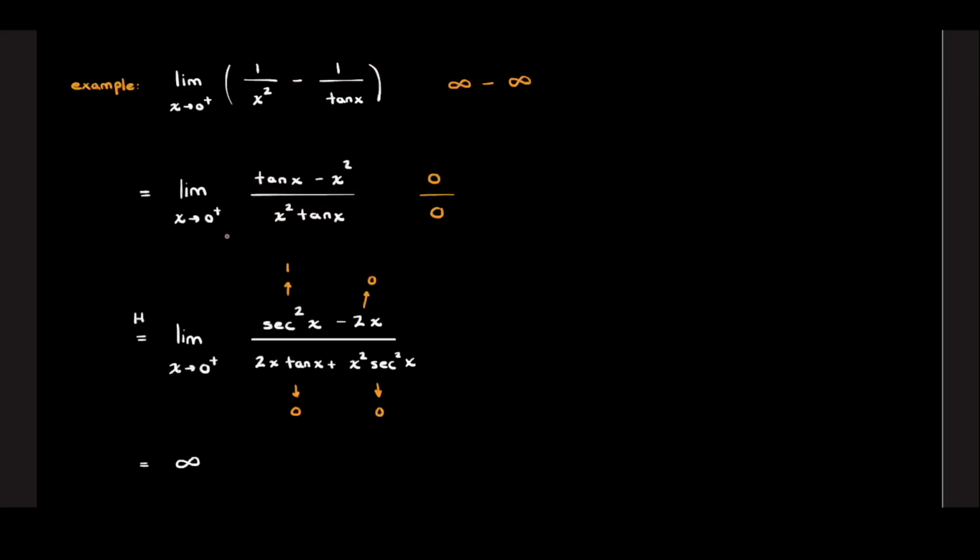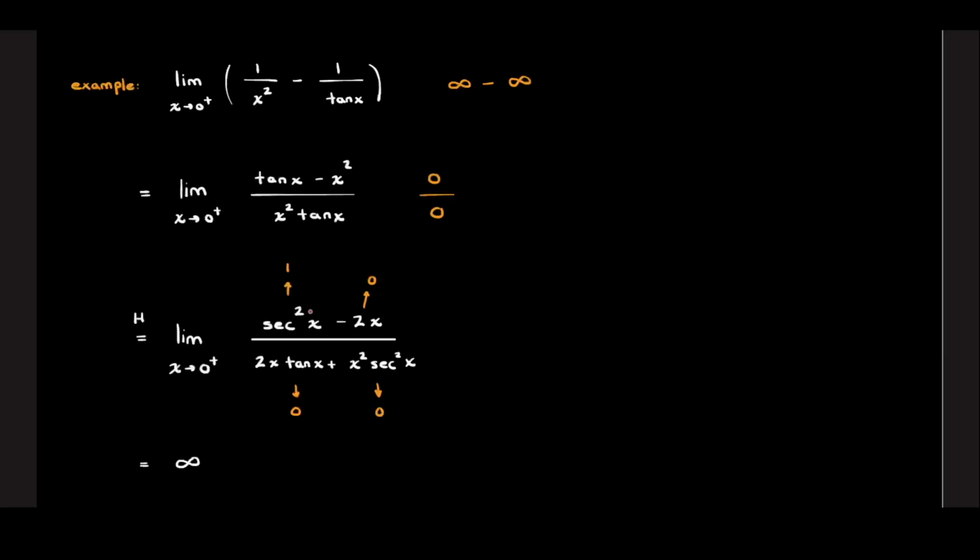So now when you try to plug 0 in, what you have is 0 on the bottom, and you also have 0 minus 0 on the top. So yeah, 0 over 0. And there we go. We successfully converted this indeterminate difference into an indeterminate quotient. And the top and bottom are both differentiable, so let's go ahead and apply L'Hopital's rule.